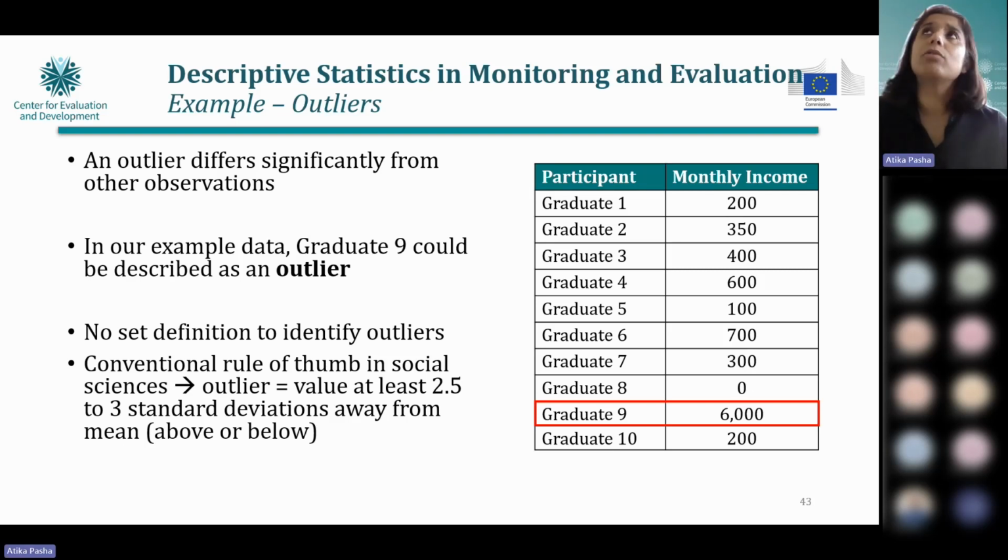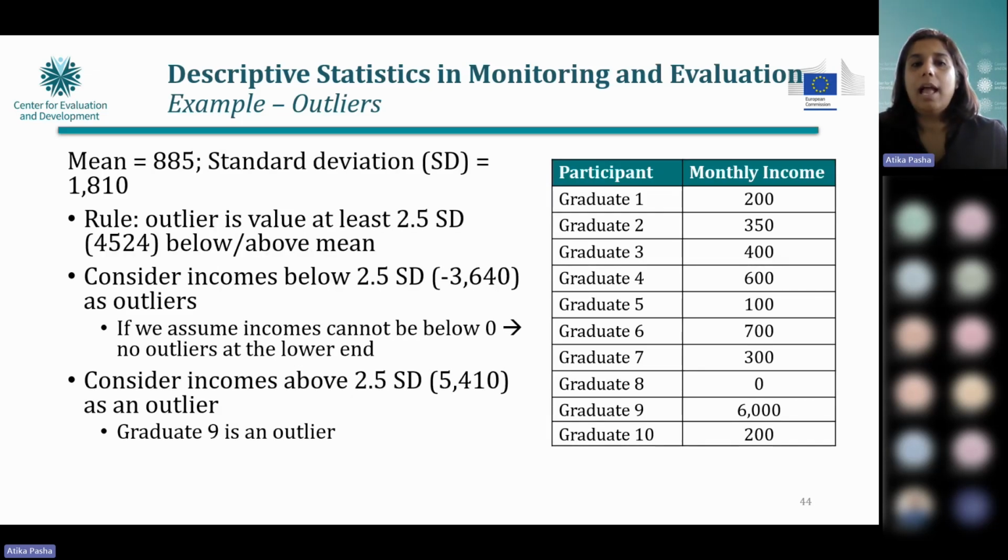How do you define or measure something as an outlier? There is no set definition for this. However, in econometrics or in statistics, you could define an outlier as a value lying beyond 2.5 times to 3 times the standard deviation. Again, if you remember, we can calculate a standard deviation as well. And in our previous example, it was 1,810 for a mean of 885.